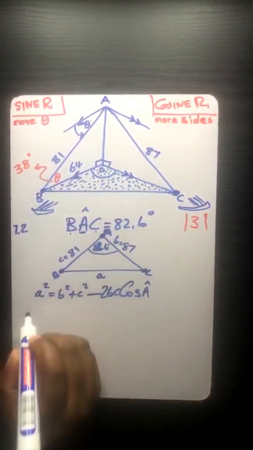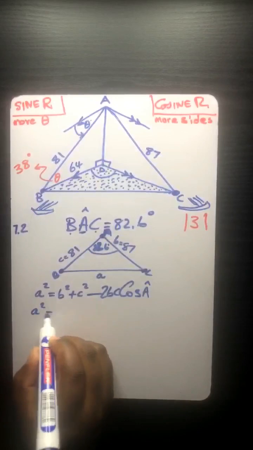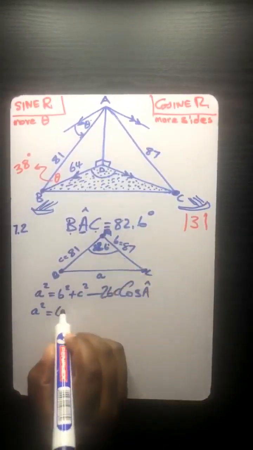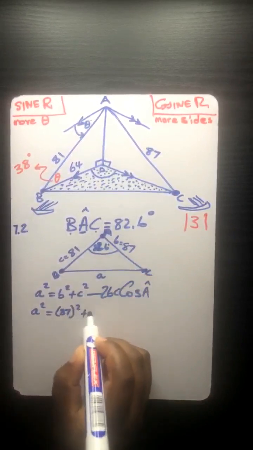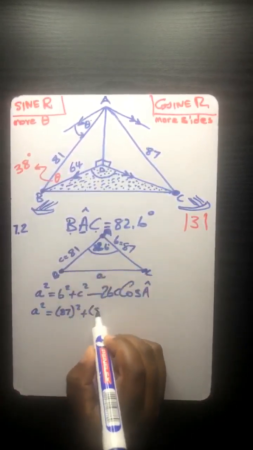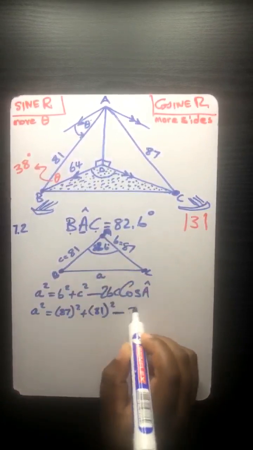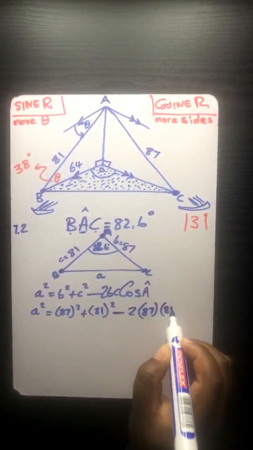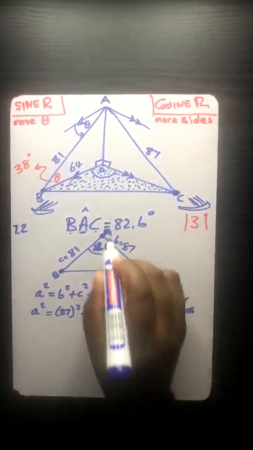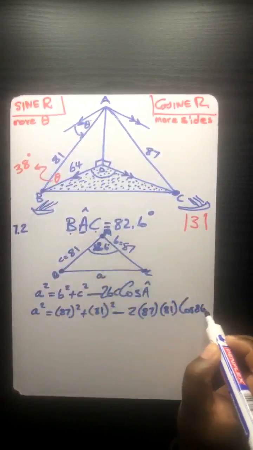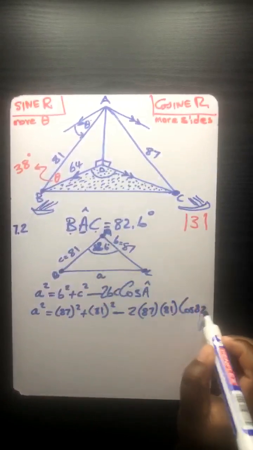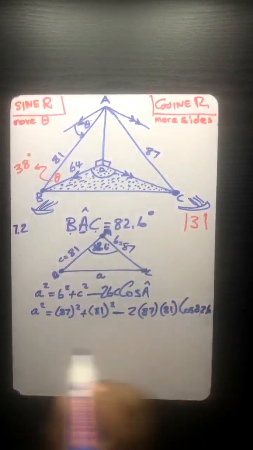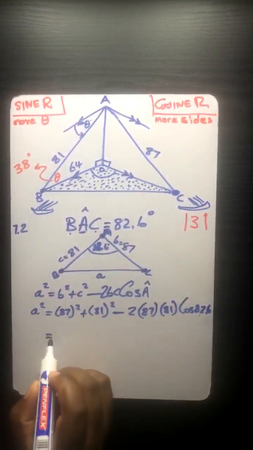So now you substitute. What is your a? a is what you're looking for. What is your b? It's 87 squared. Plus, what is your c? Your c is 81 squared minus 2. And then you have that 87 and that 81. And then cos of that given angle being 82.6. Yes.